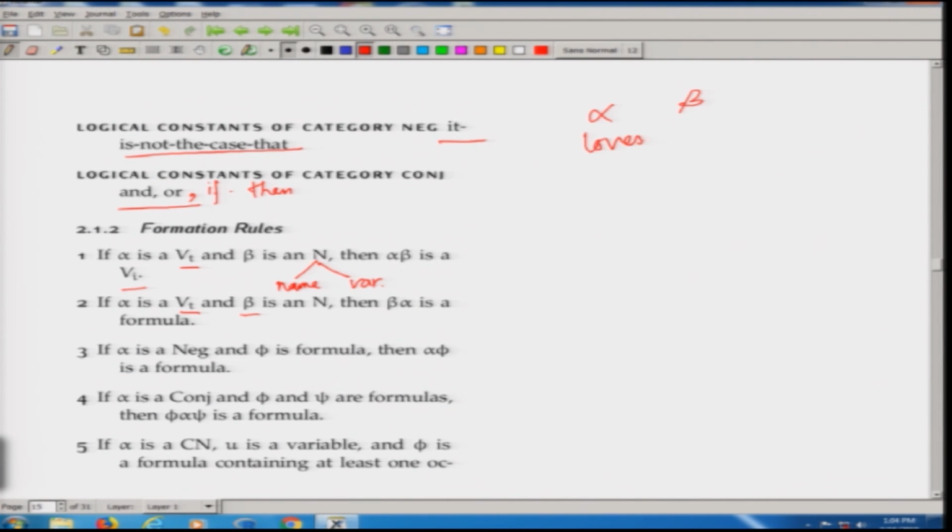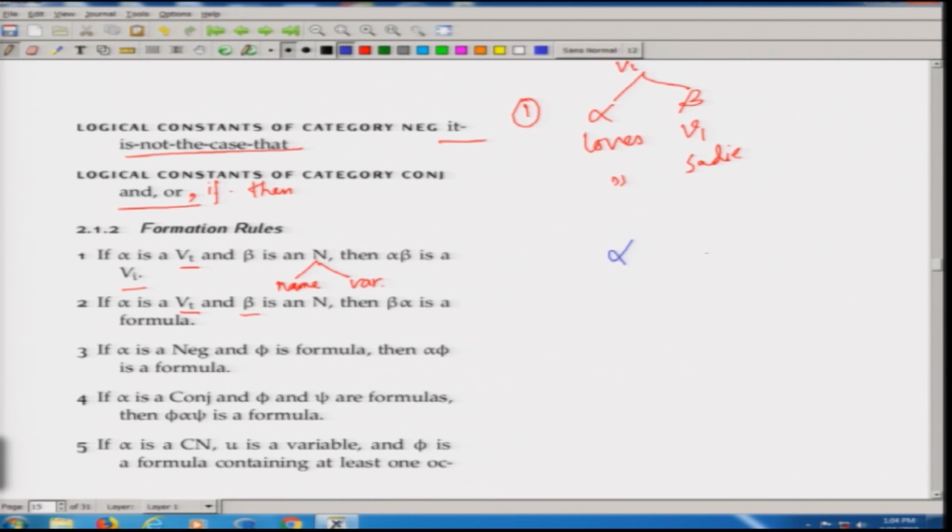If you have loves and you have a name, you can have anything. You can have V1, or you can have Sadie. So by combining this, alpha is a Vt and beta an n, then alpha beta is a Vi. So all these things are Vi's. Loves V1 or loves Sadie, these are Vi's. And this is rule 1. What is rule 2? Then if alpha is a Vt and beta is an n, then beta alpha is a formula. So what does it mean?